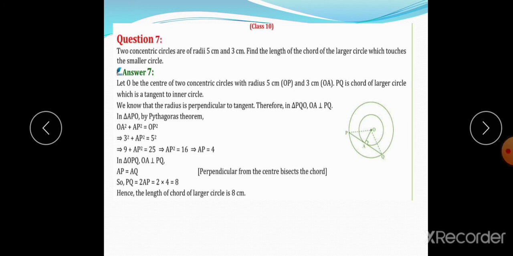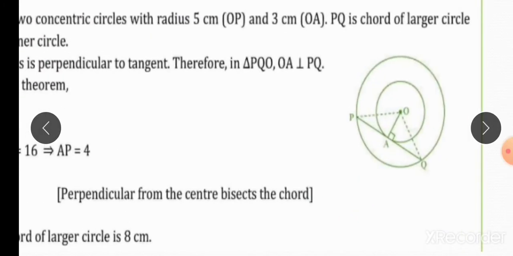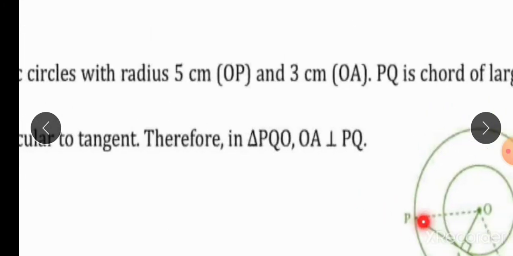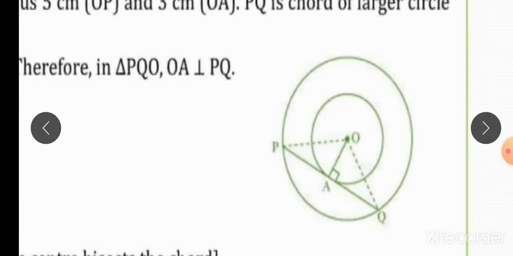So let O be the center of the circles. These are two concentric circles because O is the common center of both circles, and PQ is the tangent to the smaller circle and the chord of the bigger circle. Now what will happen? As we learned last year, OA will be perpendicular to PQ, since PQ is a tangent. Learn theorem 10.1.